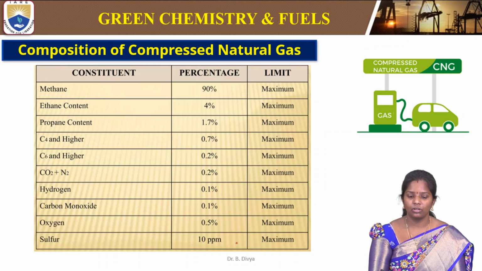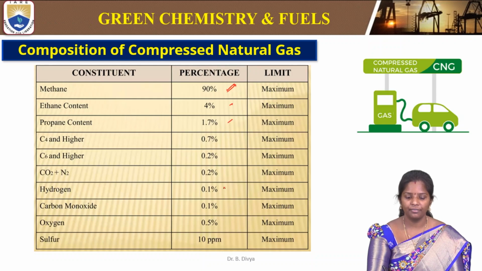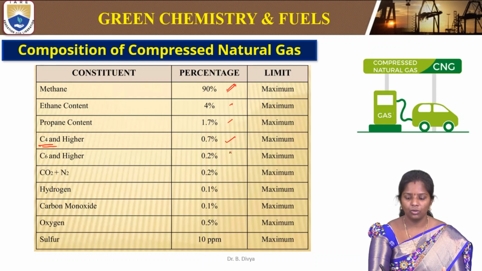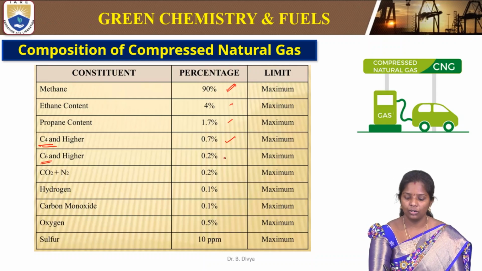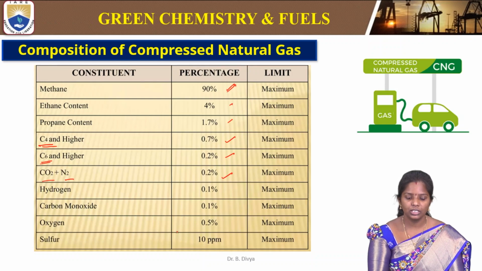So what are the constituents or the composition of CNG? Methane is about 90%, ethane is around 4%, then propane 1.7, and C4 carbons, like butane, around 0.7. C6 carbon content is around 0.2. Carbon dioxide and nitrogen together are 0.2%, hydrogen 0.1, carbon monoxide 0.1, oxygen 0.5%, and sulfur 10 ppm, which is very low in content.